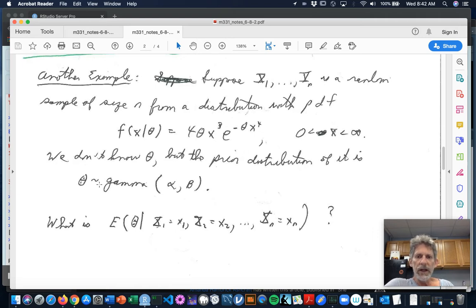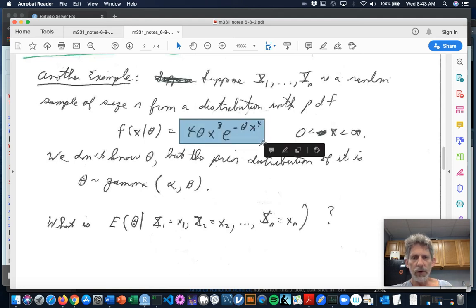Another example, say that x1 through xn is a random sample of size n from some underlying distribution, call it capital X. And let's say that the PDF for this distribution depends on a number theta, and its formula is 4 theta x cubed e to the minus theta x to the fourth for all positive real numbers x. Like each of the Xi's would have that distribution. Like a capital Xi's PDF would be 4 theta xi cubed e to the minus theta xi to the fourth.